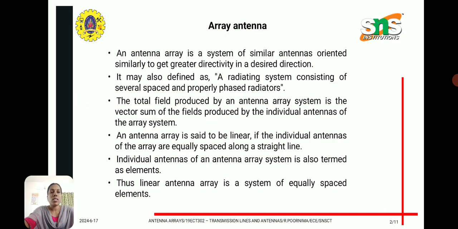An array antenna is a system of similar antennas oriented to get greater directivity in a desired direction. It is defined as a radiating system consisting of several spaced and properly phased radiators. The total field produced by the antenna array system is the sum of the fields produced by individual antennas. The antenna array is said to be linear if the individual antennas are equally spaced. Individual elements are termed elements of the array antenna. A linear antenna array is a system of equally spaced elements.